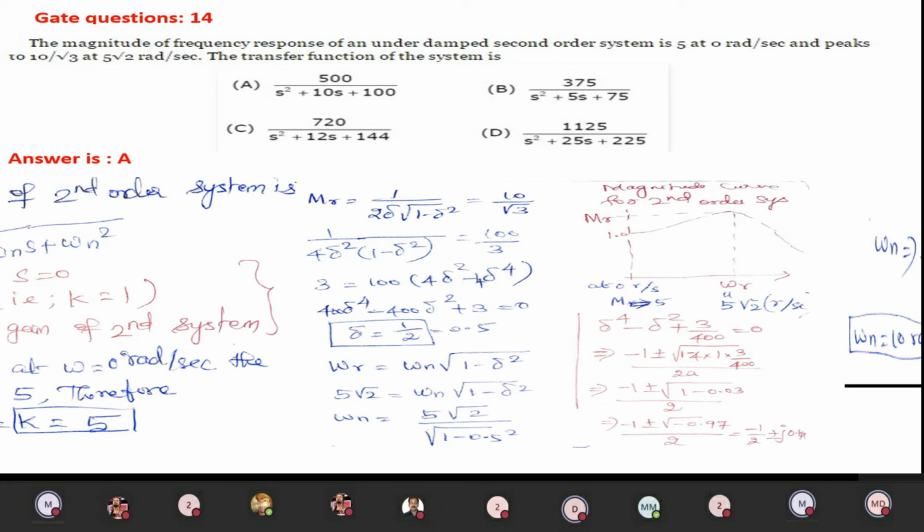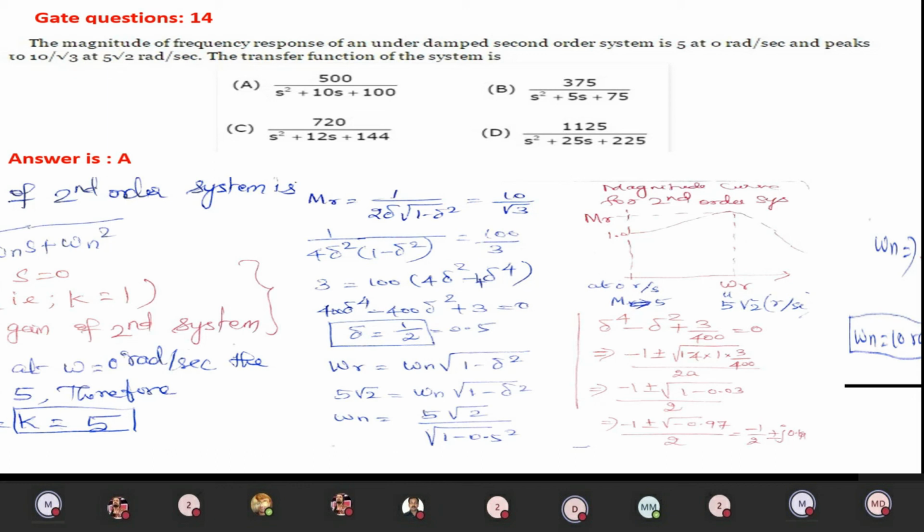If a problem is given like this, we have to determine the transfer function for the second order system, which is K ωn² / (s² + 2δωn s + ωn²). For DC, ω = 0, so s is also 0. Therefore, G becomes 1, so K becomes 1. The gain is also equal to K for DC for the second order system. From the problem, you can see ω = 0 radian per second, and the corresponding magnitude is 5. If you substitute, you will get DC gain equal to 5.